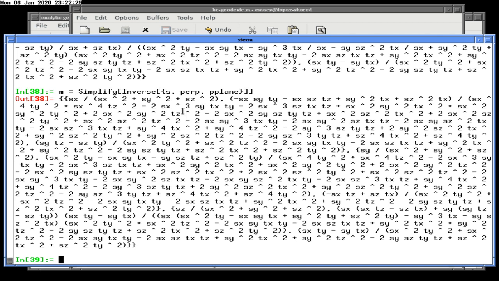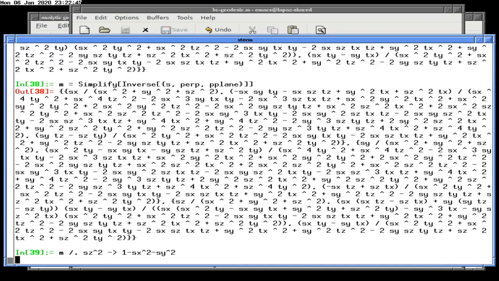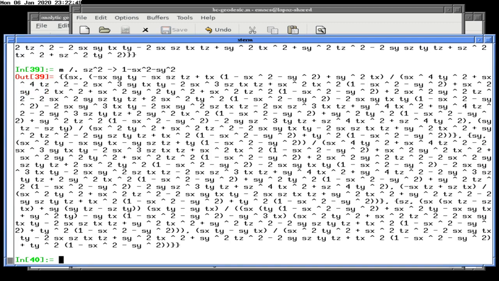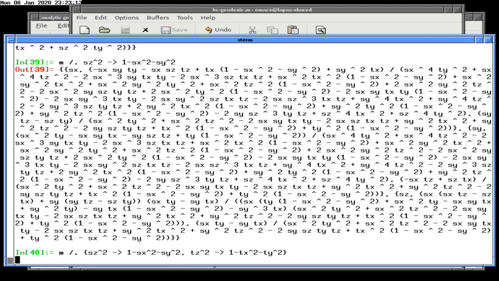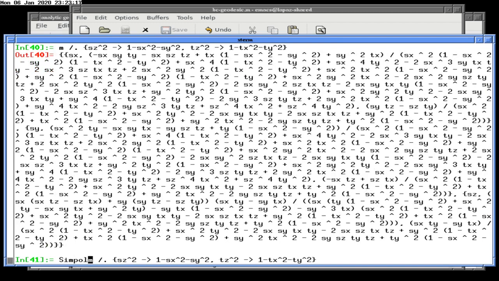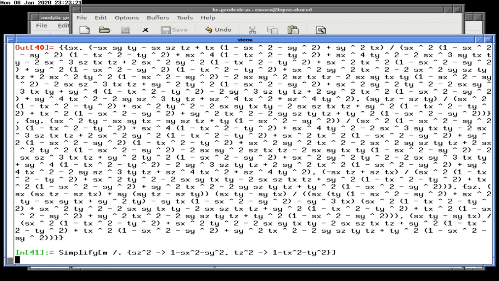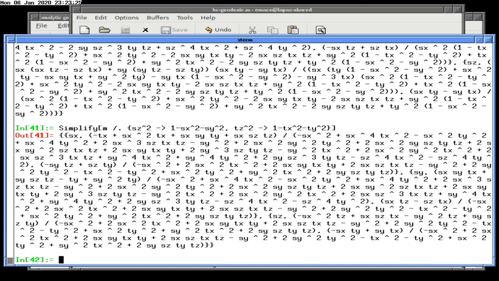And then one thing we can do is we can say M, given that S, okay, I don't think it's going to accept this. SZ squared goes to 1 minus SX squared minus SY squared. I don't know if it's going to accept that, though. Oh, it did. Okay, cool. Still very ugly, but we can do the same for T now. I'm not seeing a great deal of goodness coming out of this. Yeah, let's simplify that, but I'm seeing that we're going to get stuck here. Looks like we're going to get stuck here.